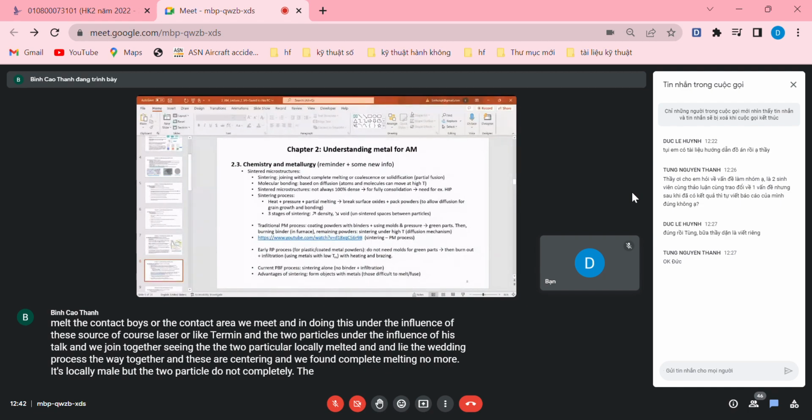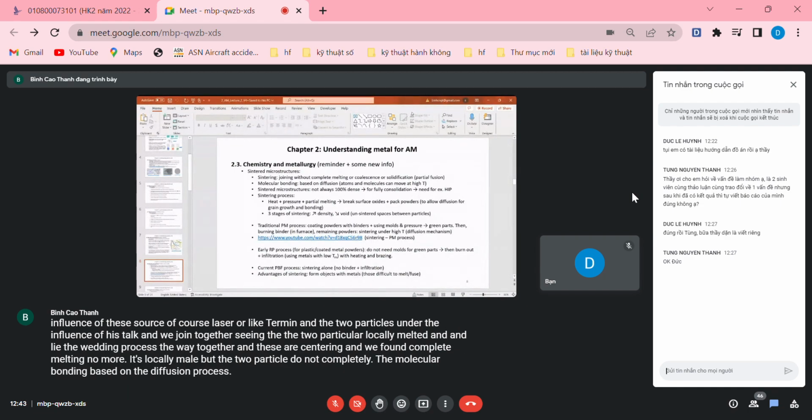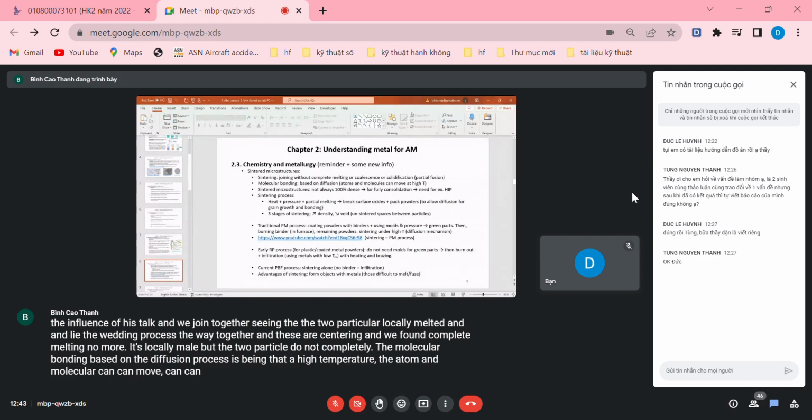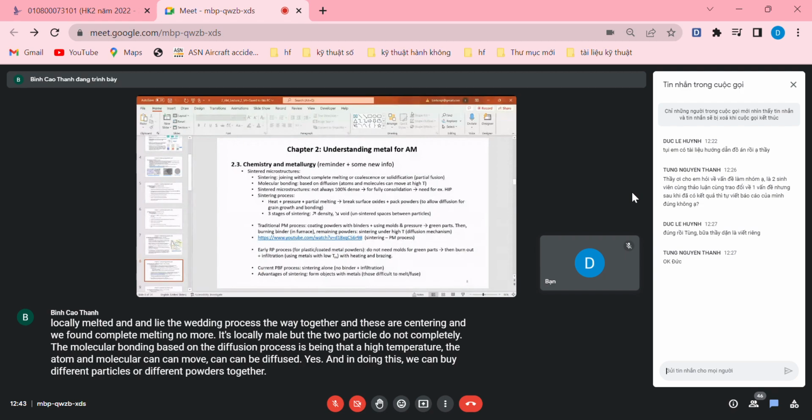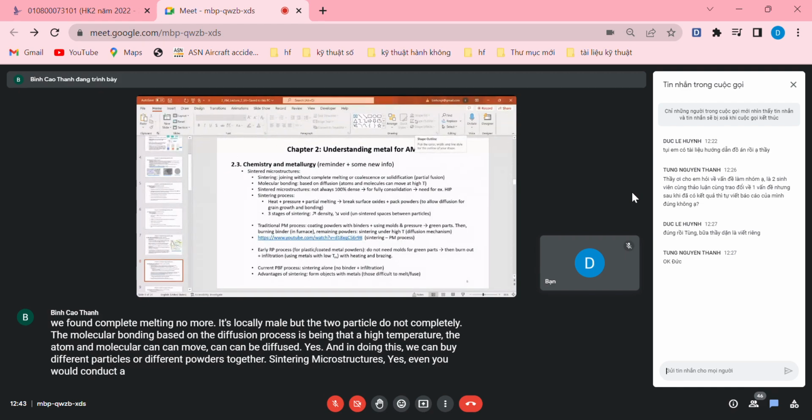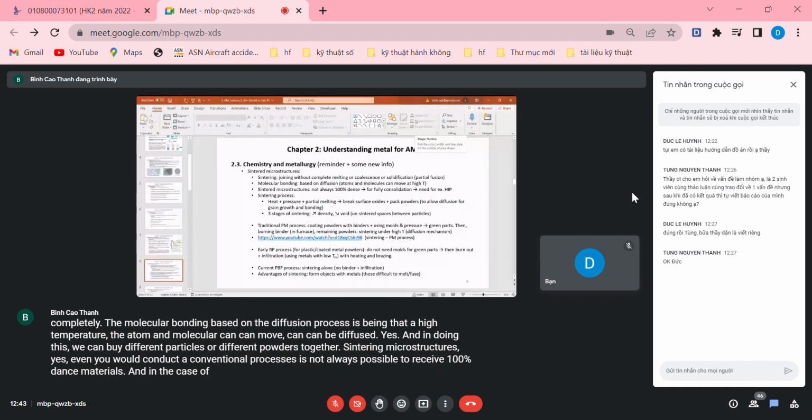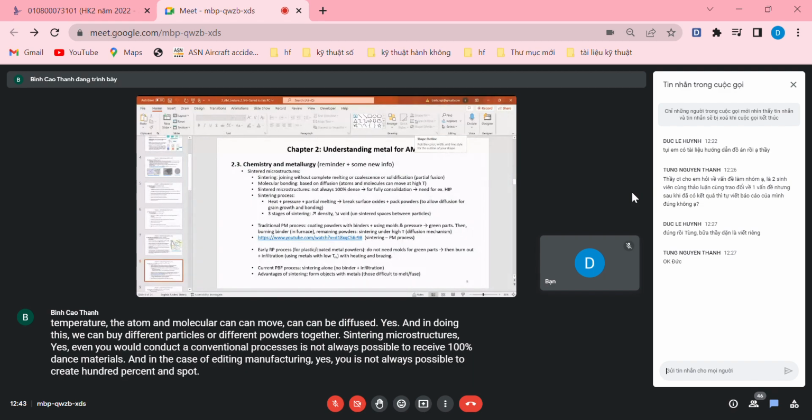The molecular bonding is based on the diffusion process, which means that at high temperatures the atoms and molecules can move and be diffused. And in doing this we can bind different particles or different powders together. Even if you use conventional processes, it is not always possible to achieve 100% dense materials. And in the case of additive manufacturing, it is not always possible to create a 100% dense part. Unfortunately.